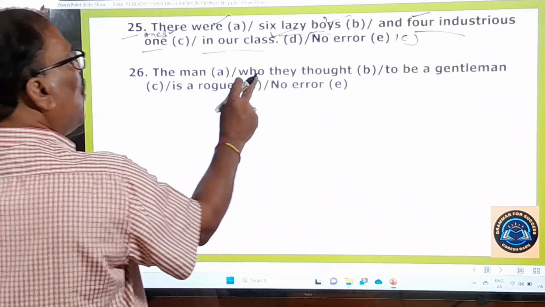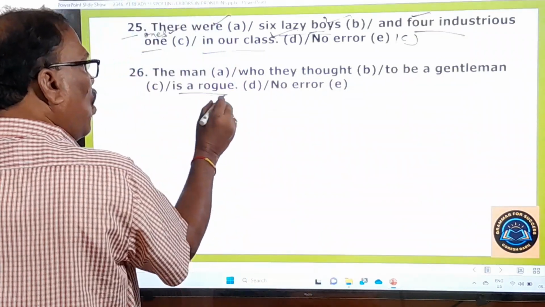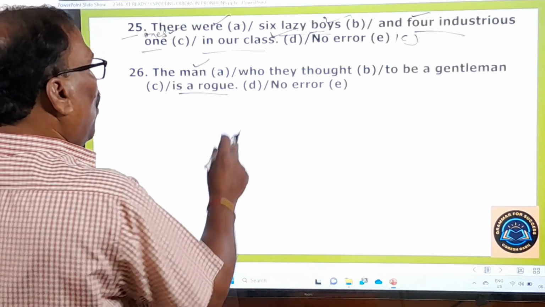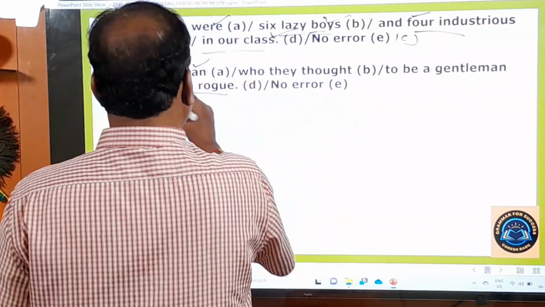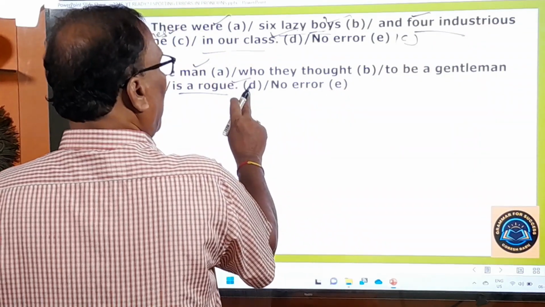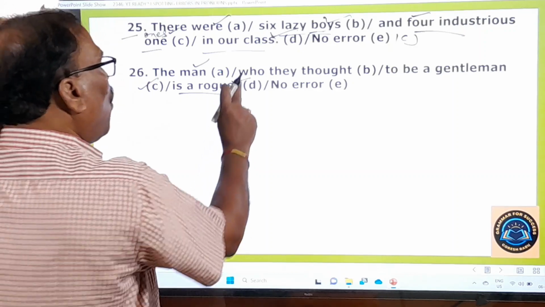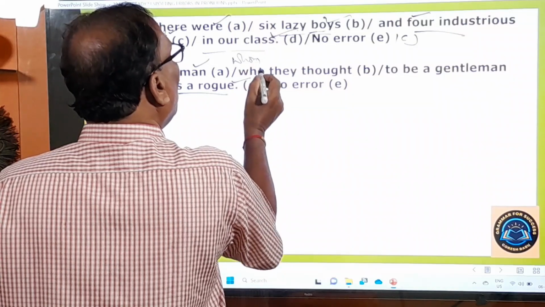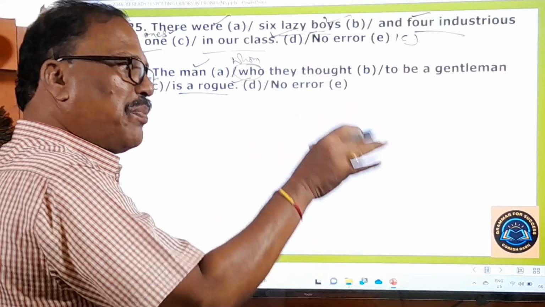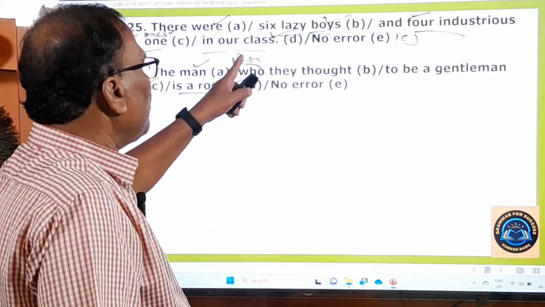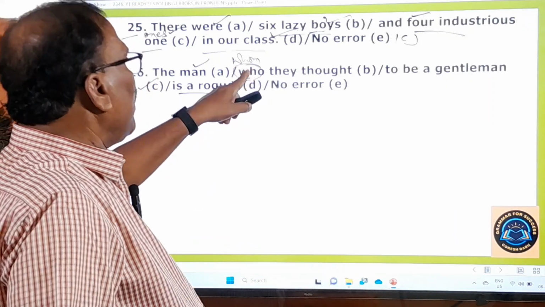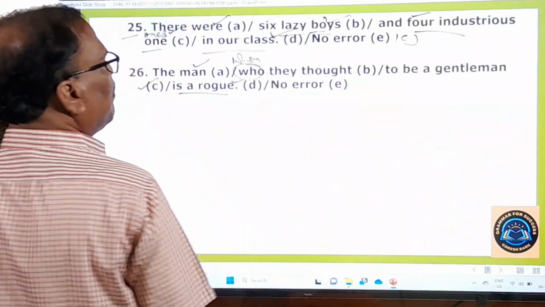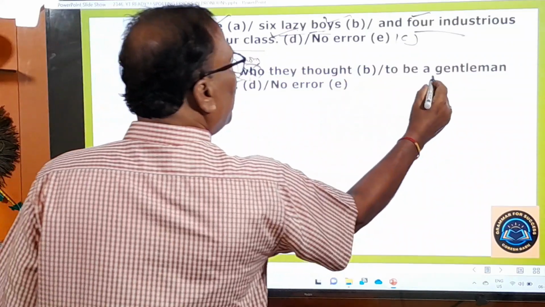What is that? The man who they thought to be a gentleman is a rogue. If you observe this sentence, the man, no mistake. To be a gentleman, C part is okay. Is a rogue, D part is okay. But only in the B part there is a mistake. What mistake is there? "Who they thought". I have already told you where who is to be used and where whom is to be used; in the examination, who is given where whom is to be used, like that. So here, the man whom they thought to be a gentleman. So, who is not correct. So, this B part is a mistake, right?